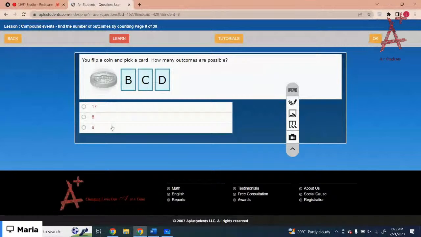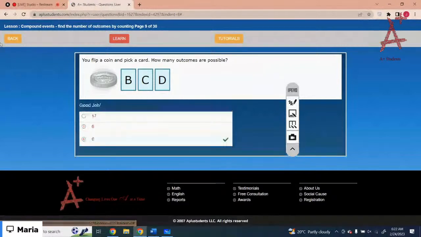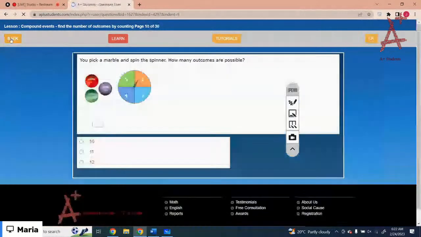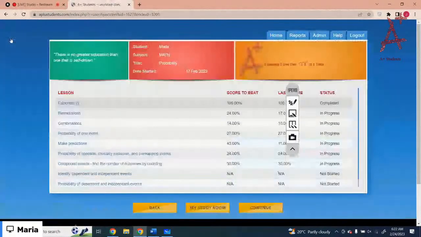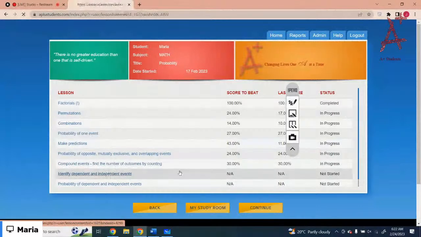Okay, you can complete the test by yourself later today. Let me just move to the next lesson. The next lesson is identify independent and dependent events. Okay, let's start with the next lesson. The next lesson is identify independent and dependent events.